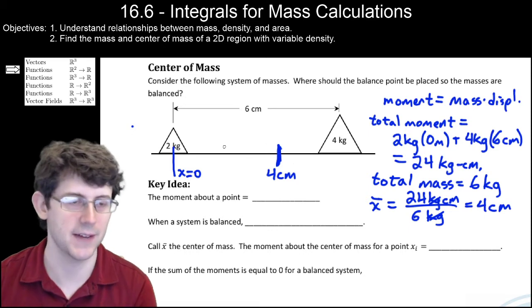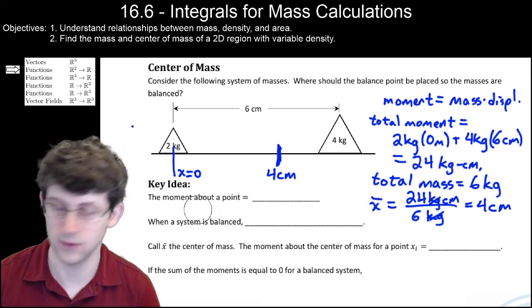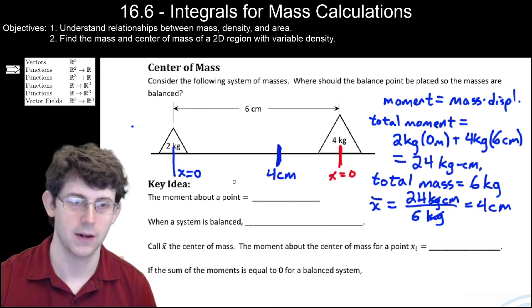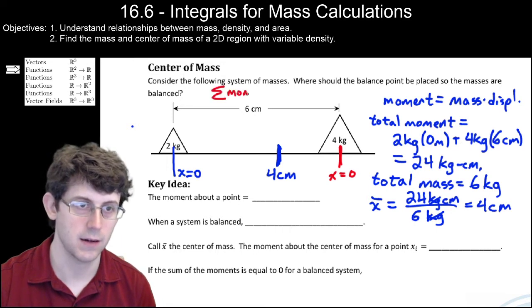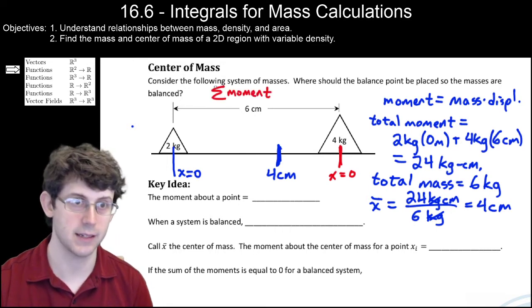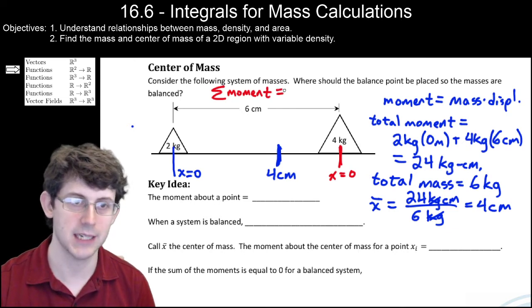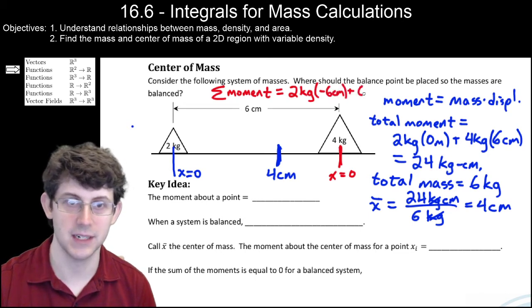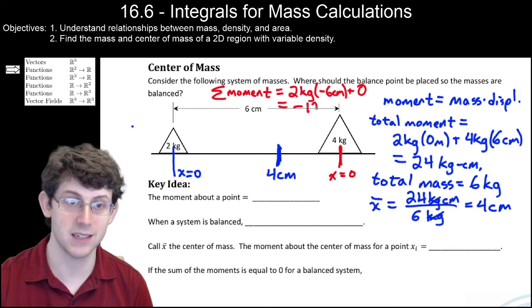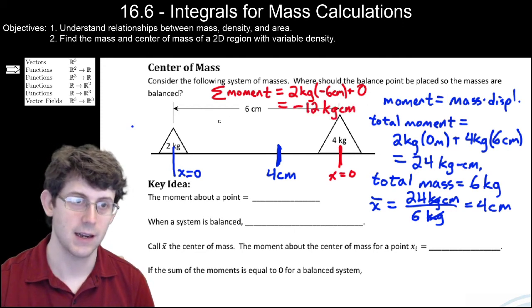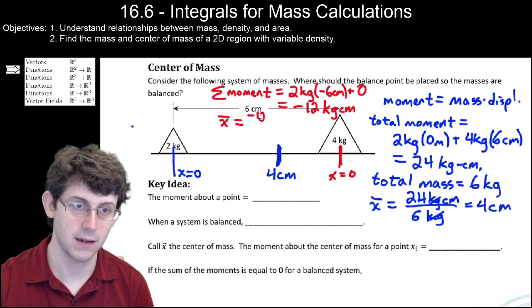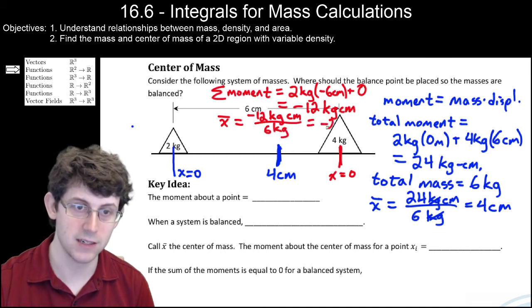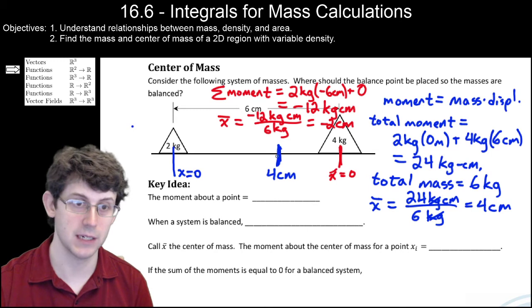So for example, let's just do the same whole thing in a different color. If I declare this to be x equals 0, then the total moment, the sum of the moments, would be 2 kilograms times minus 6 centimeters, plus 4 kilograms times 0. So the total moment would have been minus 12 kilogram centimeters. And then when I divide by the total mass, minus 12 kilogram centimeters divided by 6 kilograms, I would get minus 2 centimeters, which would tell me to go to the left by 2 centimeters. So I would be over here.